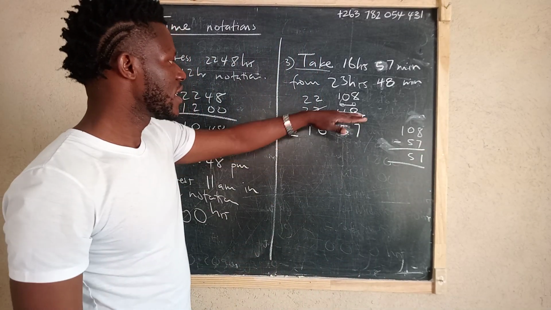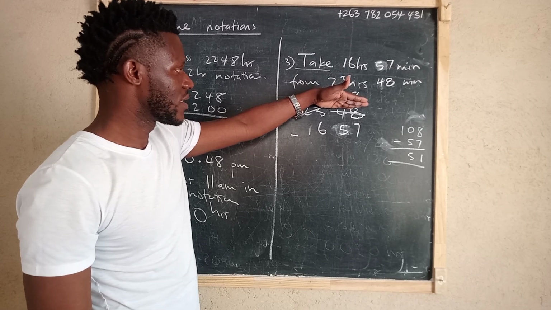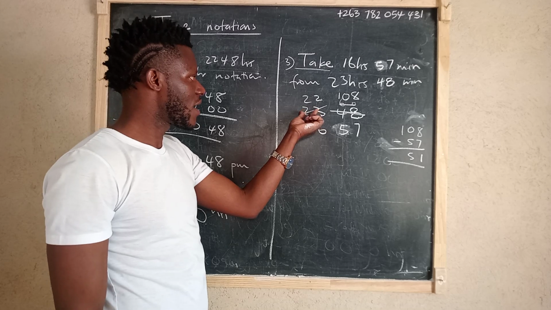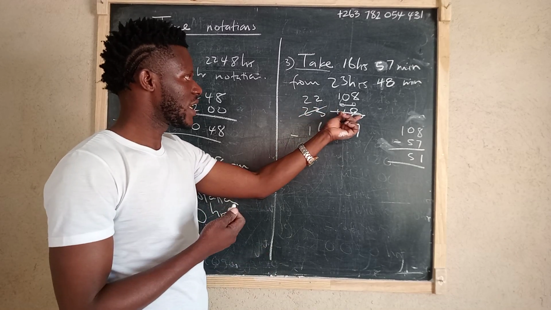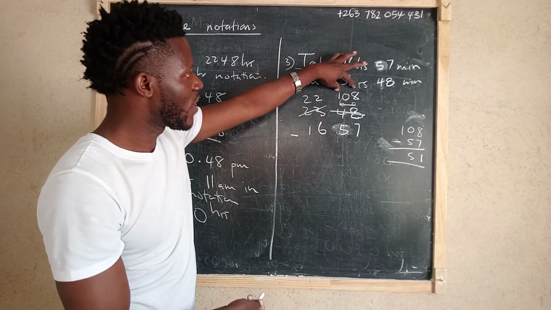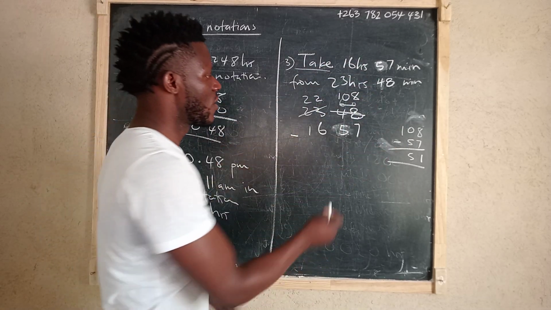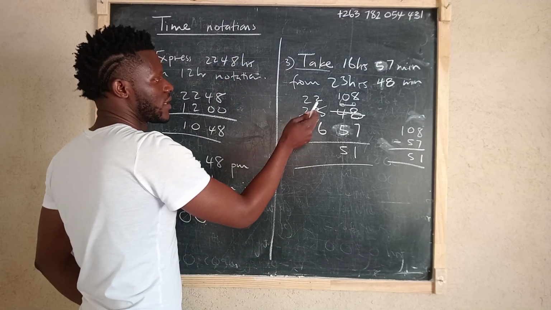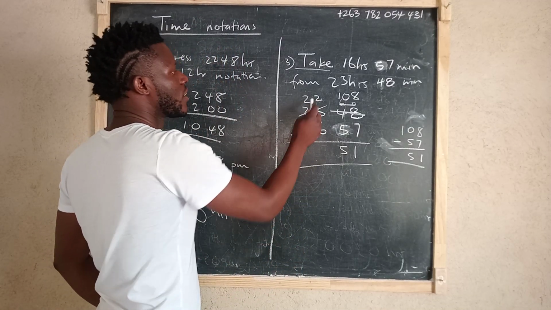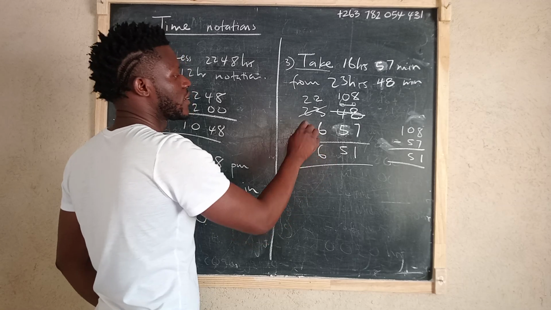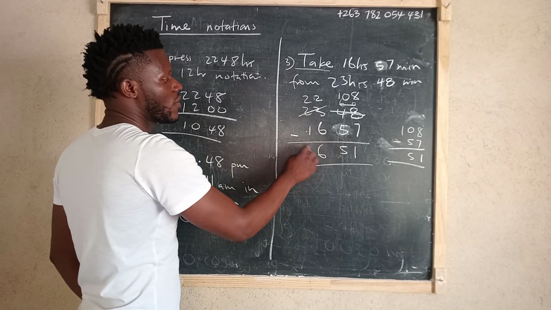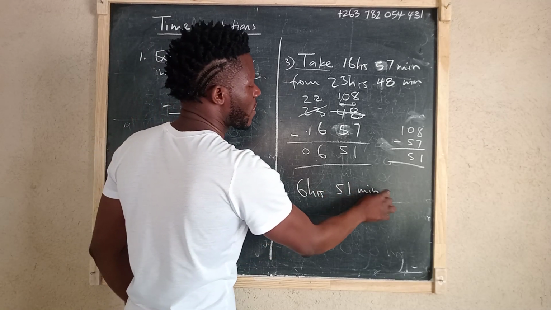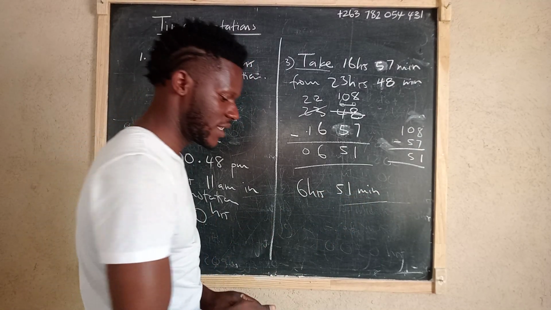So I was saying you check if the upper number of minutes is greater than the lower. If it is less, you borrow 1 hour, then you add. So we borrowed 1 hour, 60 minutes, then we added it to 48, and we get 108. Now 108 minus 57 is possible. We got 51 minutes. Then this is now 22 minus 16, 12 minus 6, we get 6. 2 minus 2 gets 0. So the answer is 6 hours 51 minutes. That's how we subtract time.